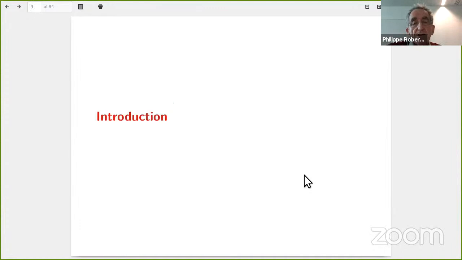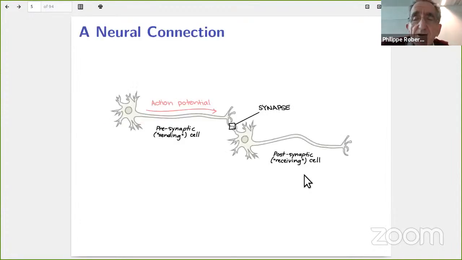Okay, so in fact, we will not consider anything very complicated, but this is the basic element of a neural network. It's a pair of neural cells. So you have what we call a presynaptic cell, and you have a postsynaptic cell. And the idea is that at some point, there is an action potential running on the axon, which is connected in some way to the synapse of the other neural cell, and will send some electric signal to this cell. So this cell is what we call a postsynaptic cell.